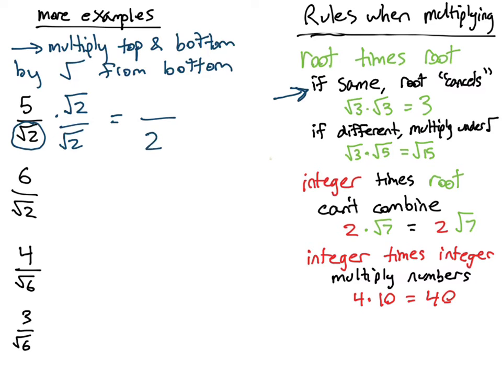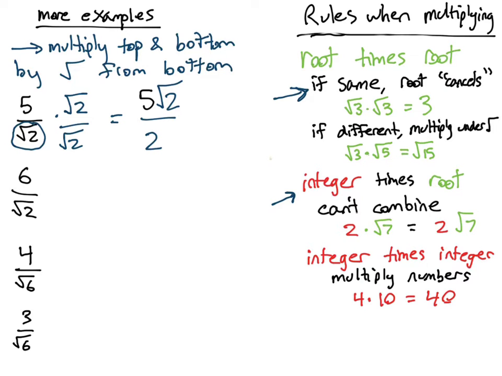So square root of 2 times square root of 2 is 2. If we're multiplying a whole number, an integer, times a root, those are not able to be combined. So we would have to leave this numerator as just 5 times the square root of 2.